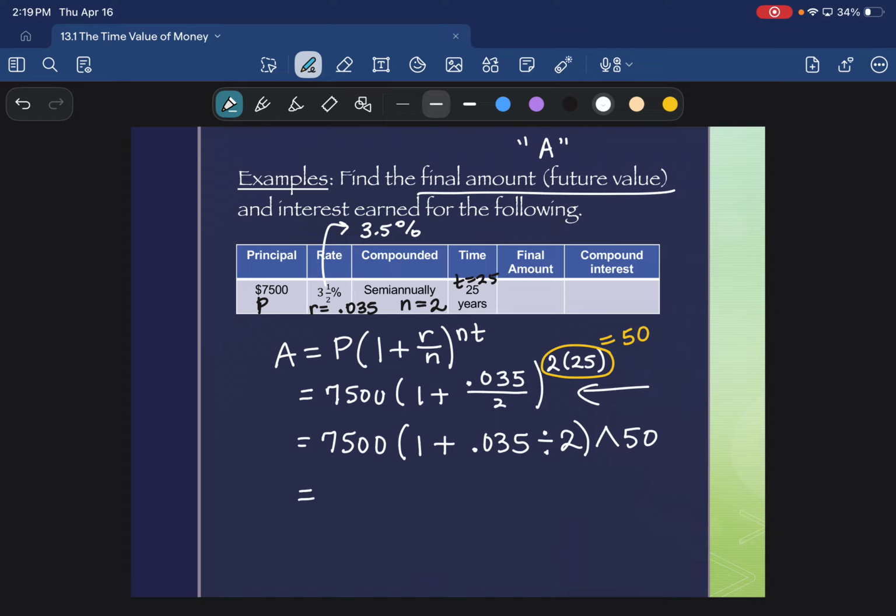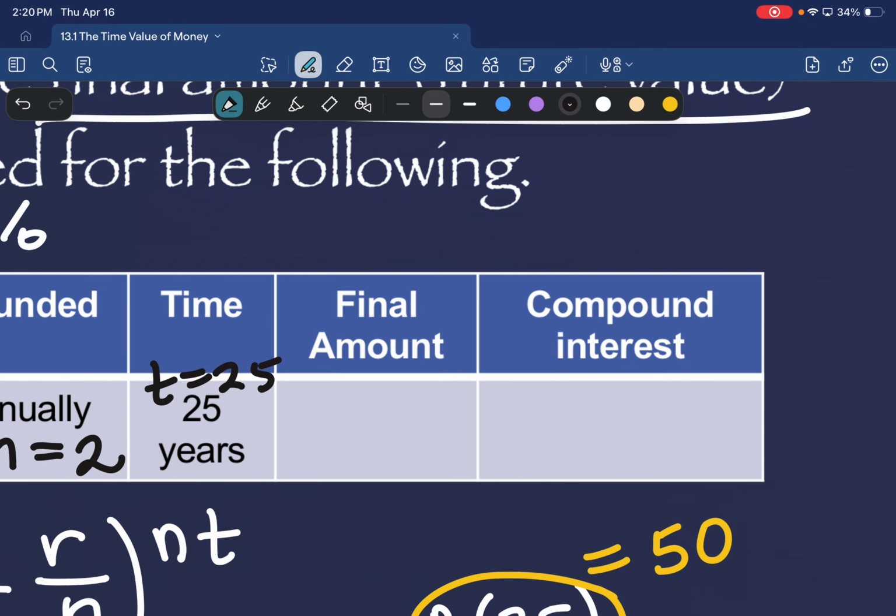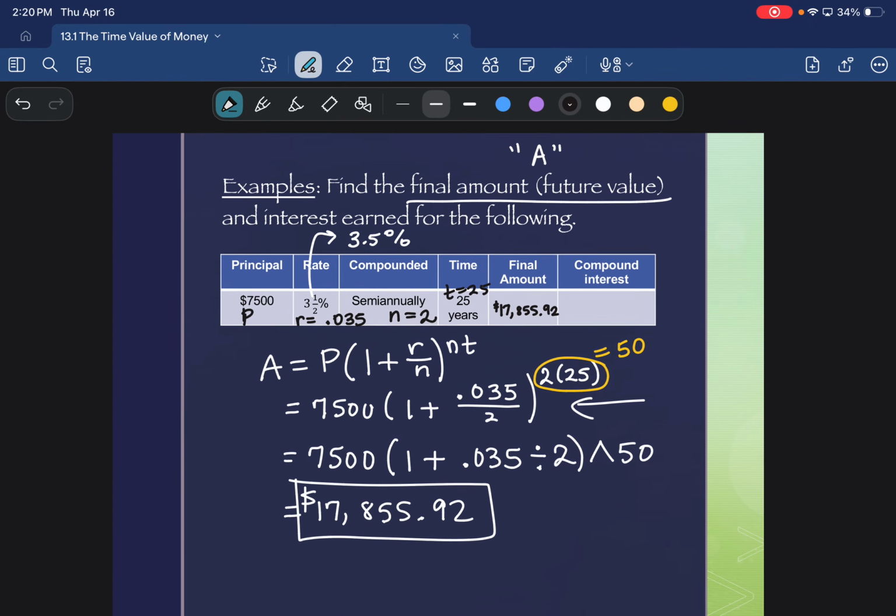Okay, so somebody tell me what you have rounded to 2 decimal places because we're working money, okay? 17,855. Okay. Did everybody get 17,855.92? Fabulous. So I'm going to zoom in a second. That's going to go in our final amount column. So this is 17,855.92.